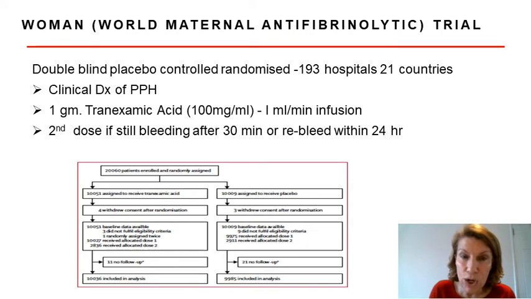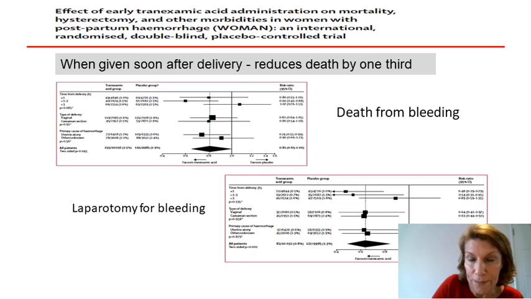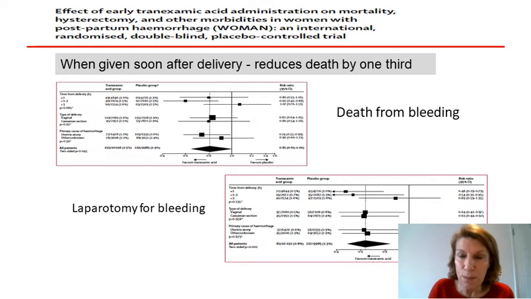And this big trial, the WOMAN trial, which is an international trial including 21 countries, looked at tranexamic acid administration as soon as postpartum hemorrhage was diagnosed, compared to a placebo. And they demonstrated a significant reduction in maternal mortality due to postpartum hemorrhage in developing countries, and reduced need for laparotomy or surgery to stop the bleeding.